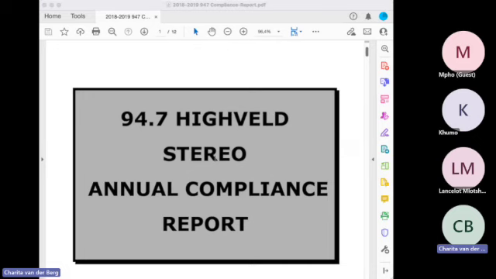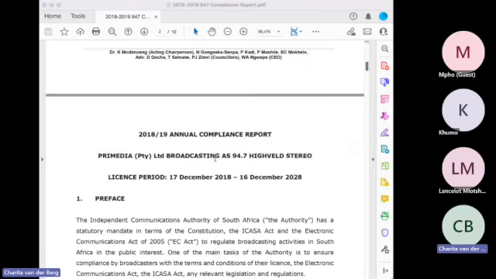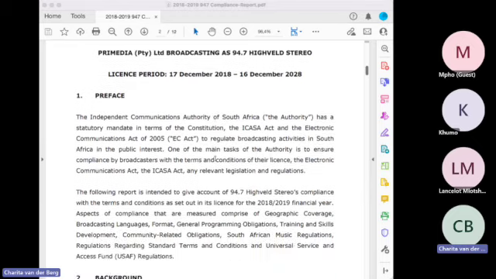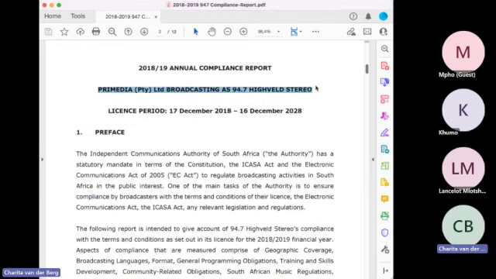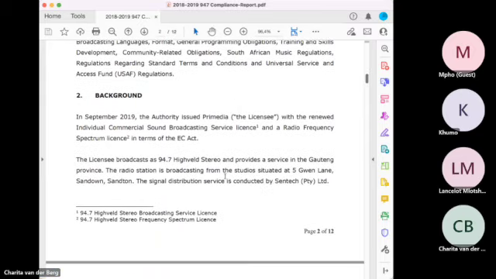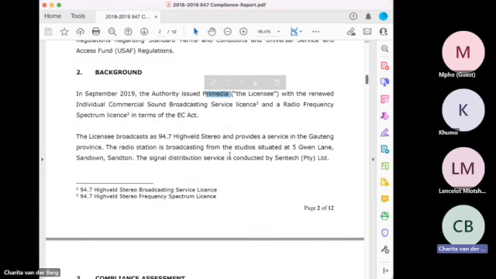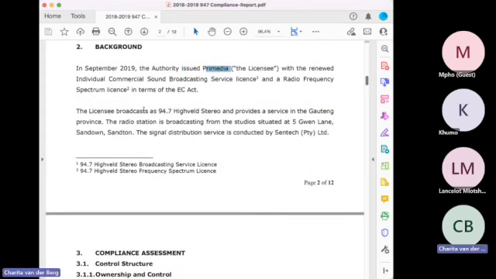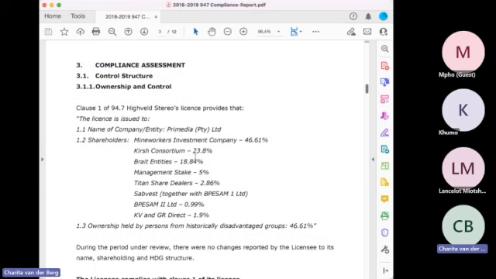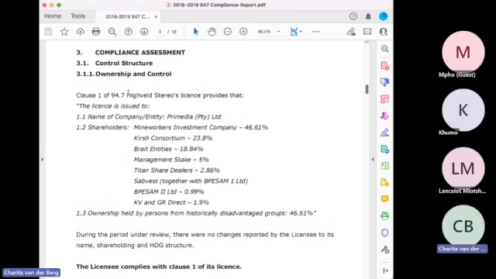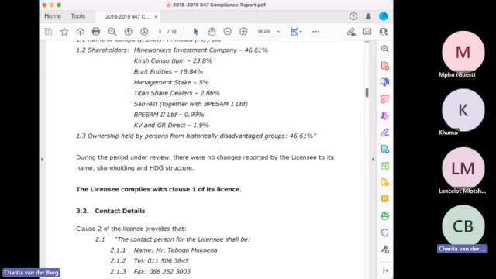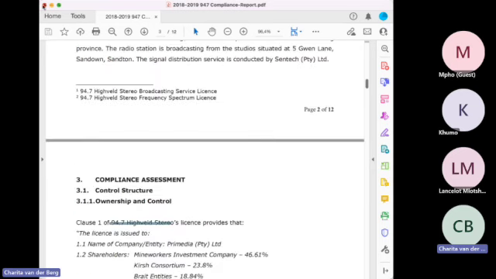Right, so we've looked at this ICASA compliance report before. I'm just showing it to you from a company perspective, okay? So the company is Prime Media, but the license is under 947 Highveld Stereo, which should have changed to just 947 now. So again, the company here, Prime Media, you can see all their shareholders there, but overall it's Prime Media, and the license name, Highveld Stereo. So this is an example of what we are talking about at the moment.